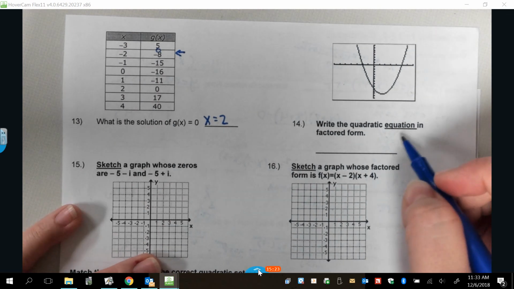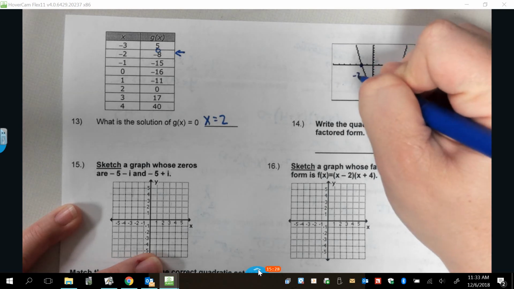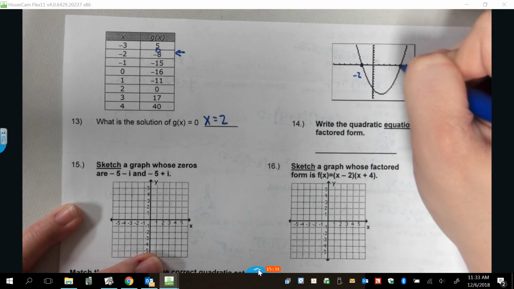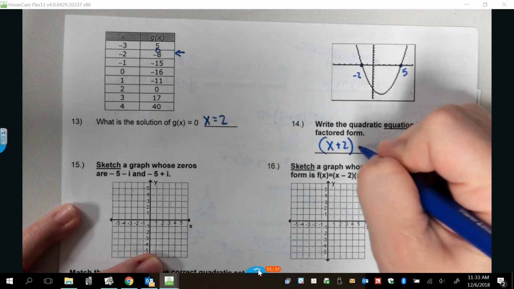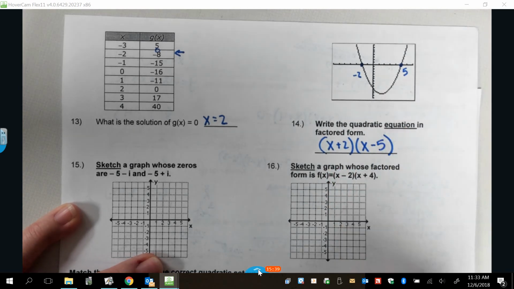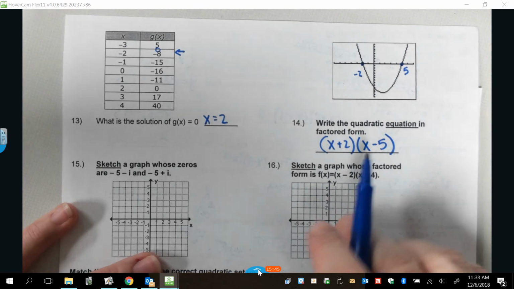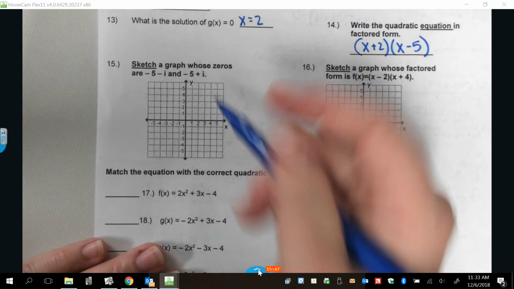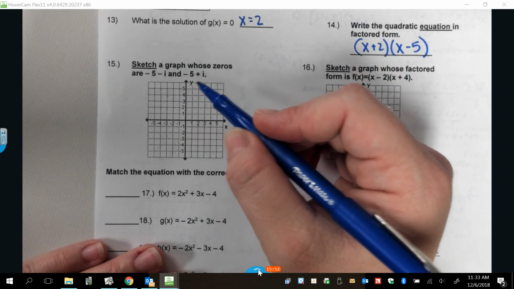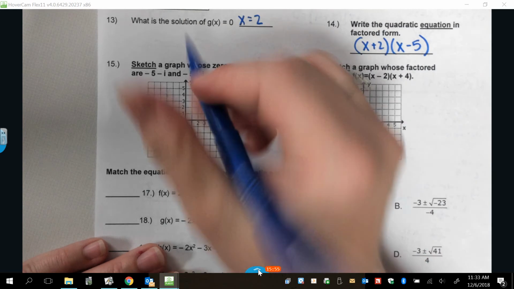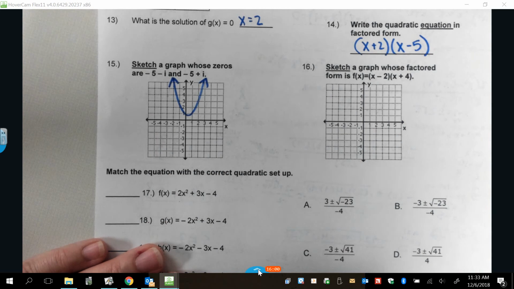Write the quadratic equation in factored form. Well, here it touches at -2 and 5. So we have opposite of -2 is +2. Opposite of +5 is -5. Okay, remember, inside the parentheses is always opposite. Inside, opposite. Okay, sketch a graph whose zeros are -5 minus i and -5 plus i. Well, it's imaginary, and I'm not asking you to be specific, so just know it does not touch the x-axis. Anything that does not touch the x-axis I will accept here.